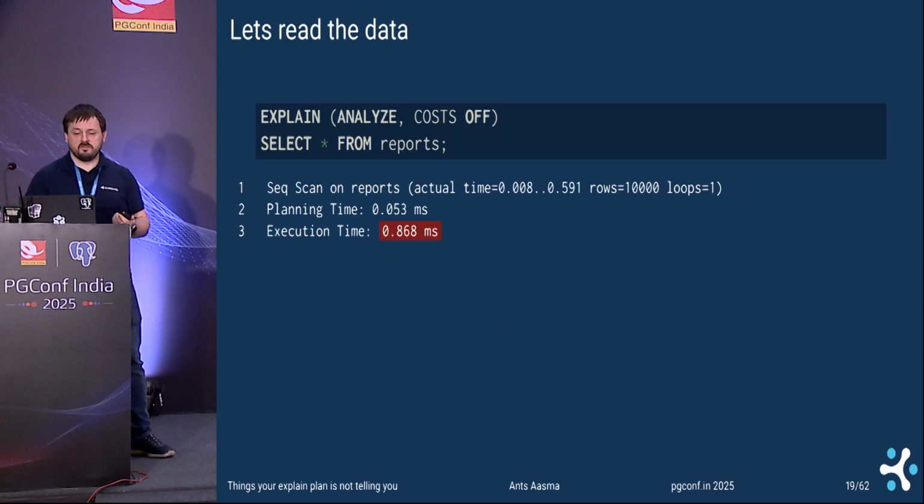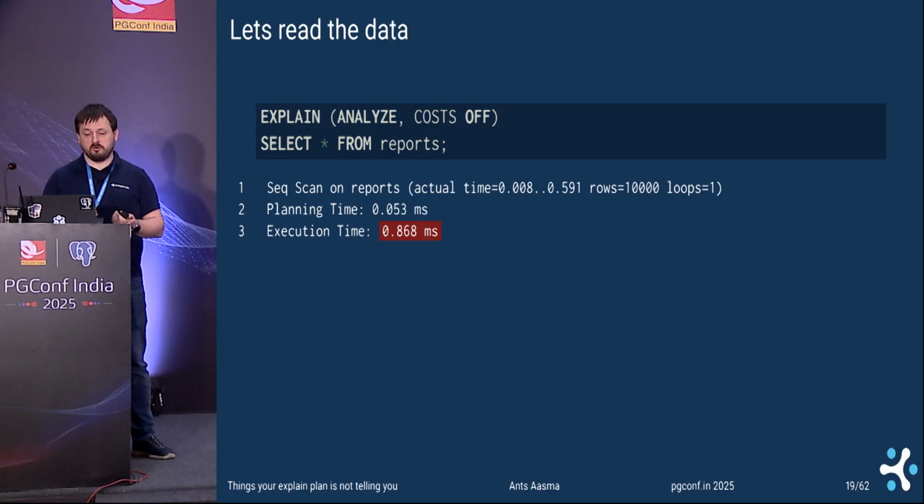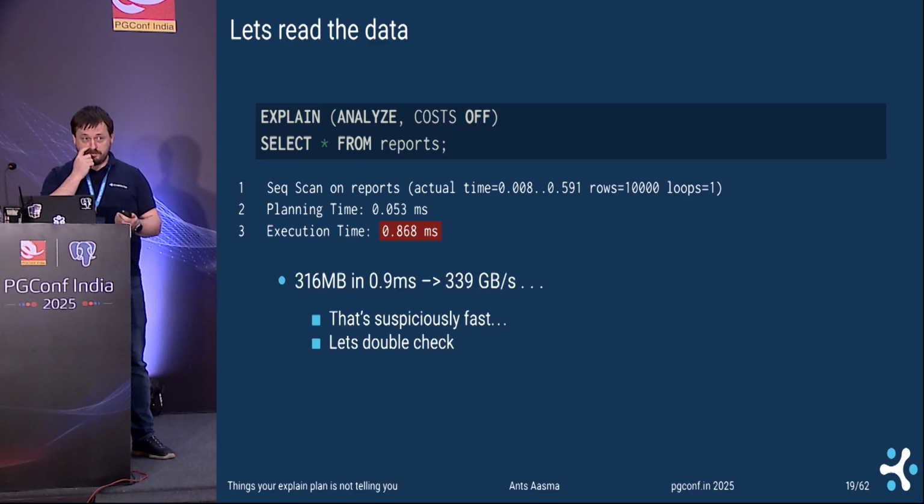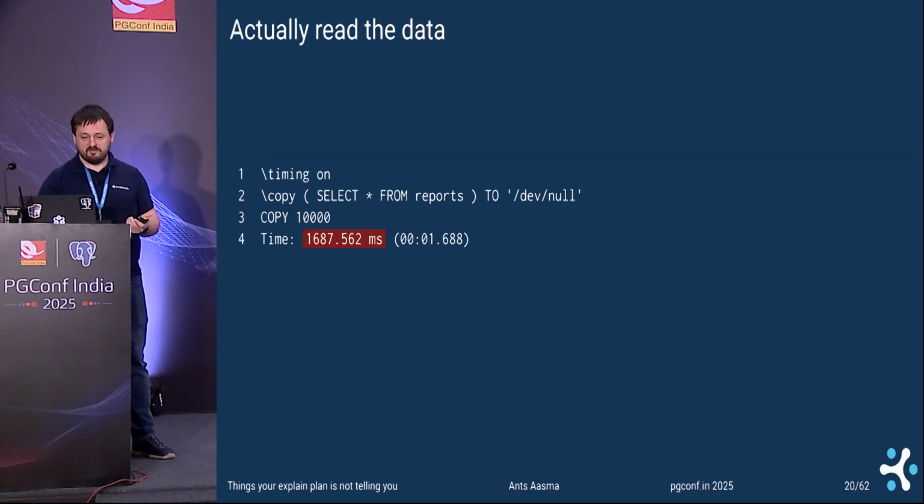So let's read this data and see how quickly Postgres can do this. We will run explain analyze on a simple select star from those reports. And we will get it back in 0.9 milliseconds. Postgres is really fast, right? And actually, that might be a bit too fast. If we run the numbers, that's 300 gigabytes per second. That sounds a bit suspicious, so let's double check this number.